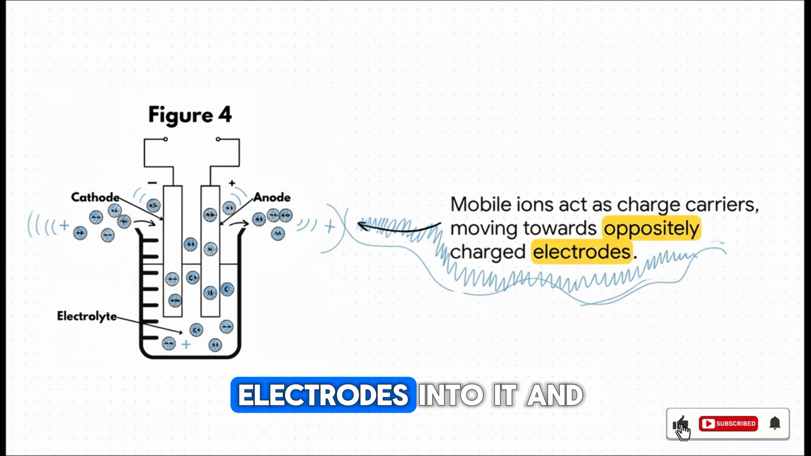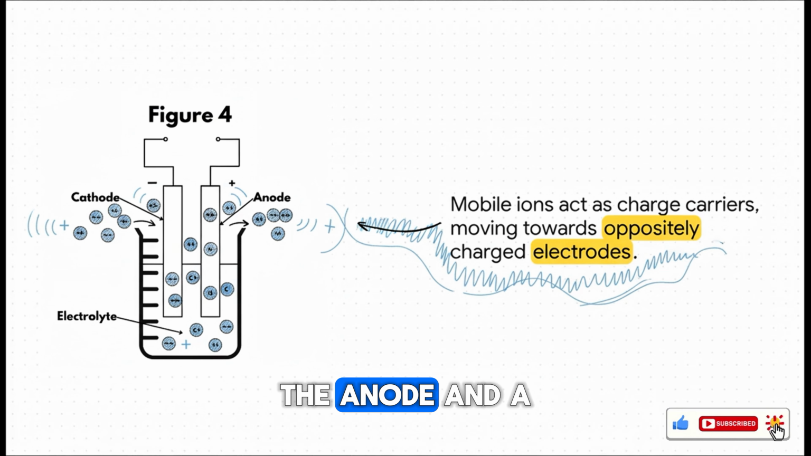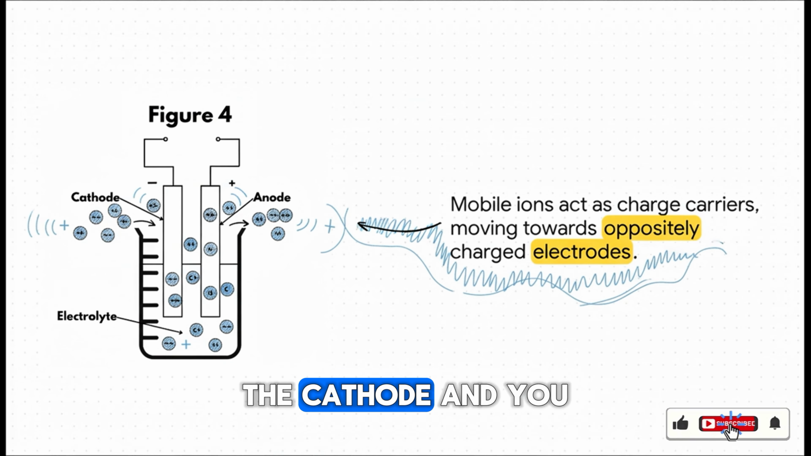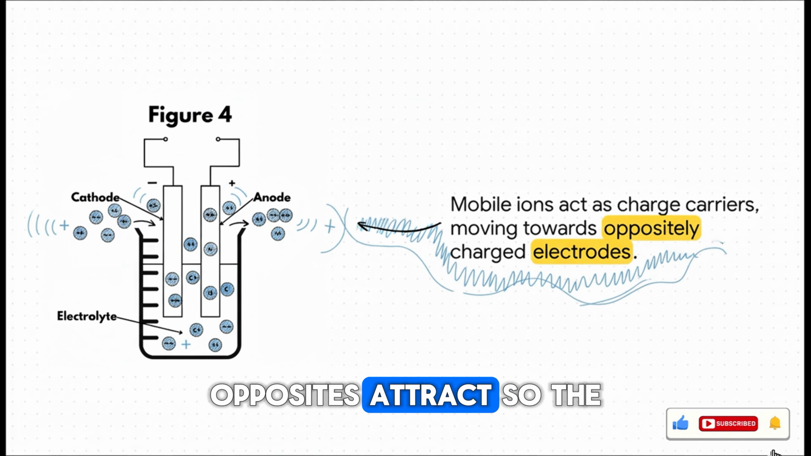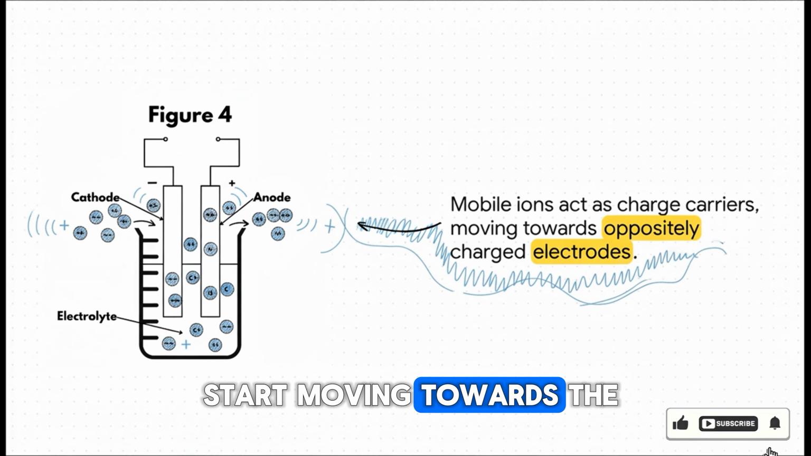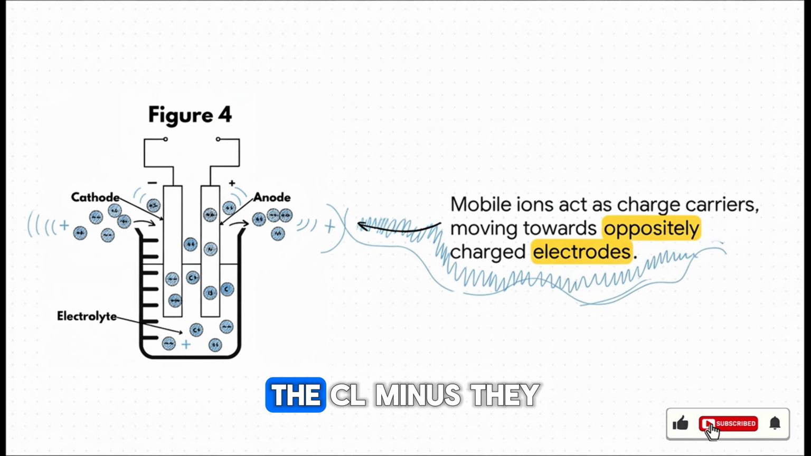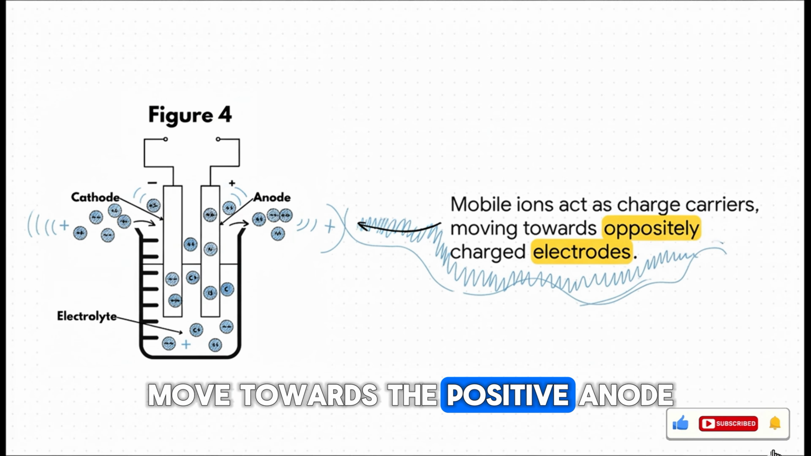Now this diagram shows what happens when we put our electrolyte to work. If we stick two electrodes into it and hook them up to a battery, we get a positive electrode, the anode, and a negative one, the cathode. And you know the rule, opposites attract. So the positive sodium ions, the Na+, they start moving towards the negative cathode. At the very same time, the negative chloride ions, the Cl-, they move towards the positive anode.